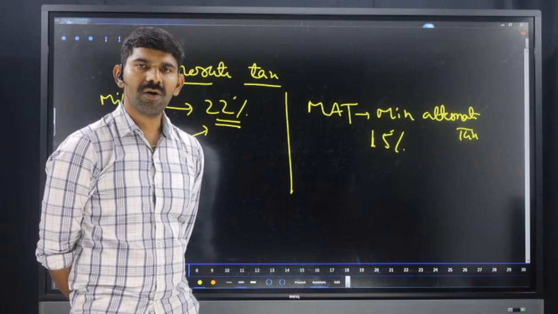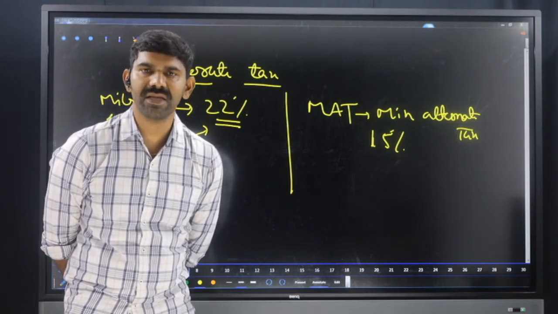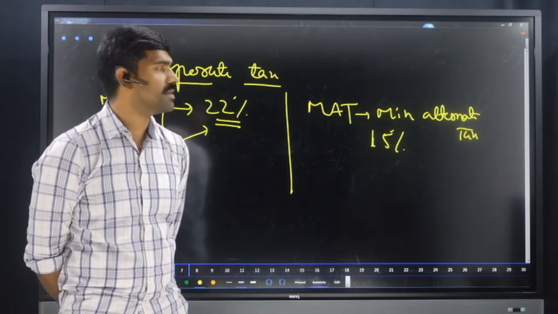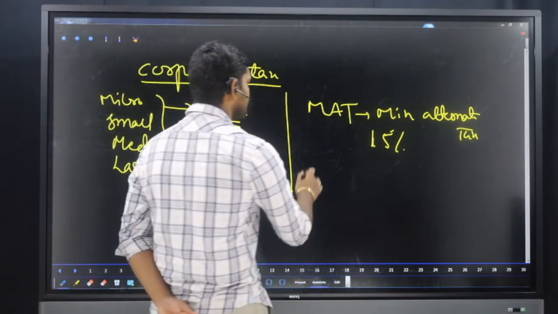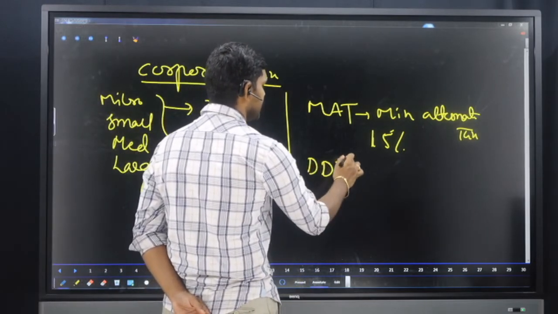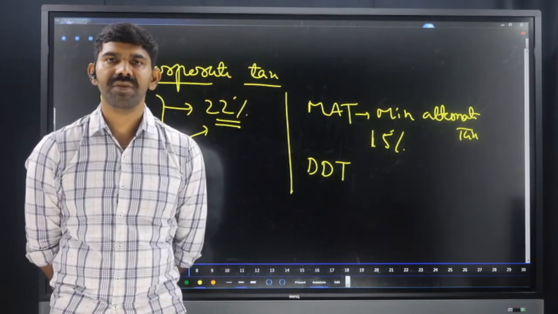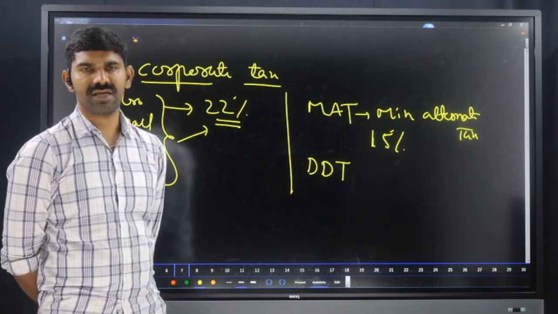Okay. So minimum alternate tax is a tax imposed on the non-tax paying companies. That's called as a minimum alternate tax. Okay. The next one we have got something called DDT, dividend distribution tax. What is this dividend distribution tax?